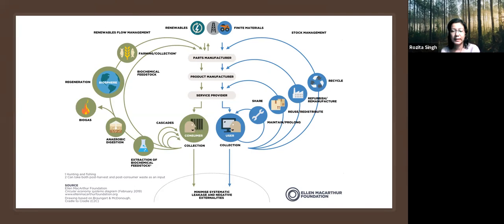On the right side, on the other hand, are the technical materials. These are metals, plastics, synthetic chemicals. These must continuously cycle through the system so that their value can be captured and recaptured. There is one particular subtlety about this diagram, which is the distinction between consumers and users. In a circular economy, the biological materials are the only ones that we can really call consumable, while technical materials are used.